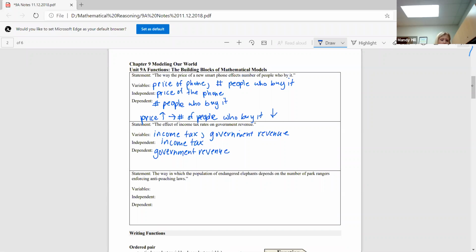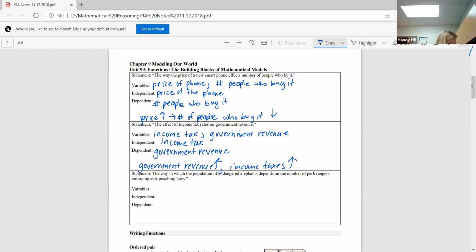So as for the government revenue, we would expect that the amount of money the government makes is going to go up as income taxes go up. Obviously, the more money we're going to pay in, the more the government's going to have.